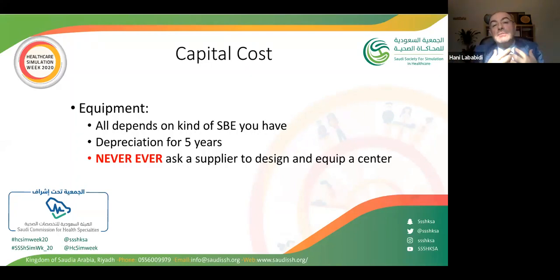So please, this is my advice to anyone who wants to operate or establish a center. Never get a supplier, like a simulation equipment company, to design your center. It won't work. You'll have a lot of problems. It's better to have equipment from different companies rather than from one company. Otherwise, you won't catch all you need.